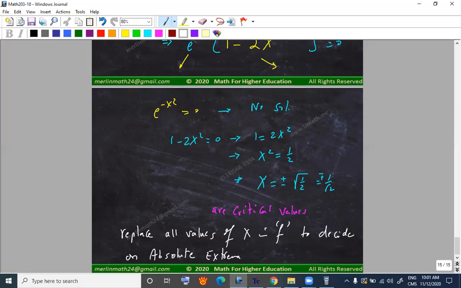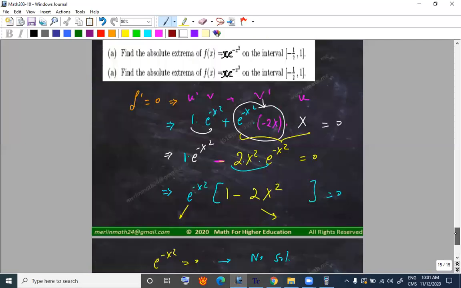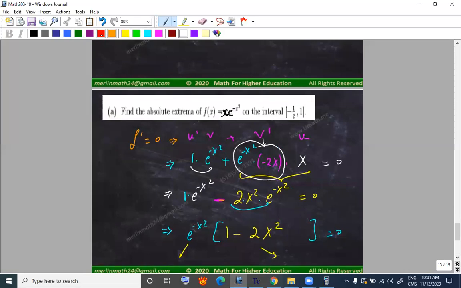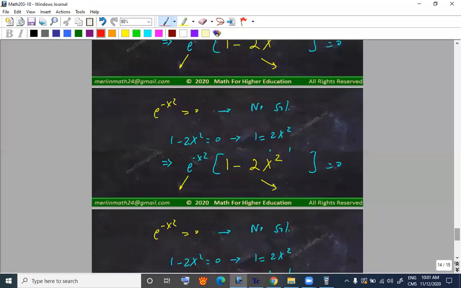A way of understanding: if you want to explain to someone in your class or to a classmate, this is what you should say. I want to replace all values of x in f. What are those values? The critical values and the values of your interval, because those stand for x. This is x1 and that is x2. Not critical, those are the endpoints of your interval. x equals minus half, x equals 1.